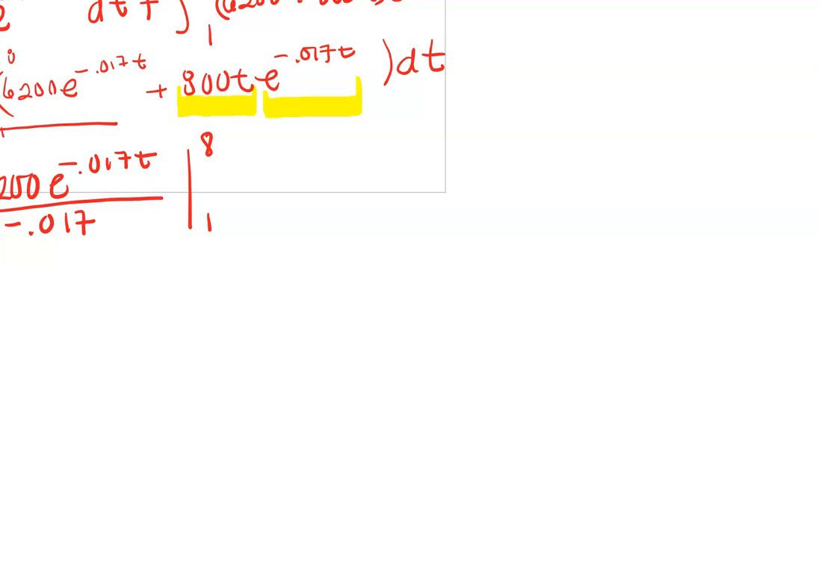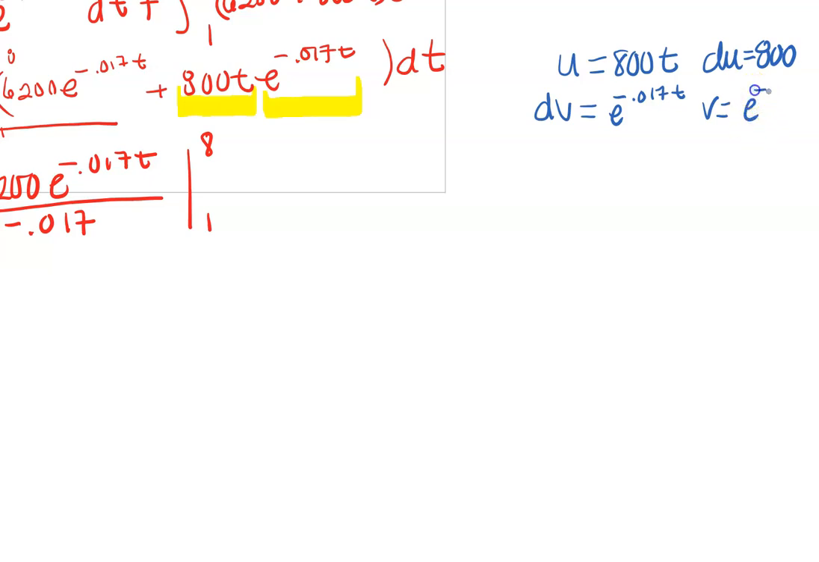And so we're going to move over here. I'm going to switch colors on you, and I'm going to pick my u and dv. Remember, you want to pick your u, if it doesn't have an ln, to be the part that if you took the derivative of it, it would go down. So its derivative would be 800. dv is going to be that e to the negative 0.017 t. So if I integrate that, as we've done on the previous two parts, that would be e to the negative 0.017 t divided by negative 0.017.